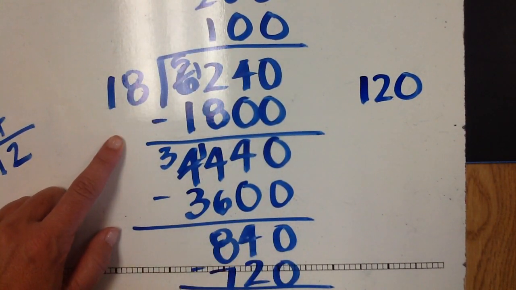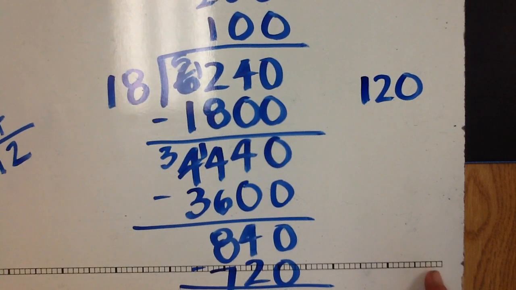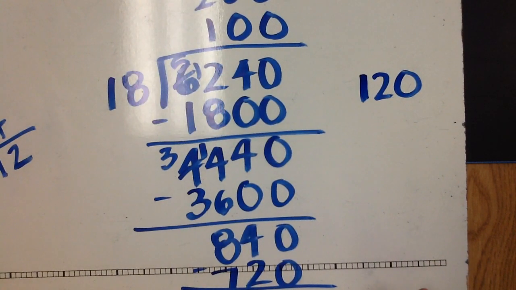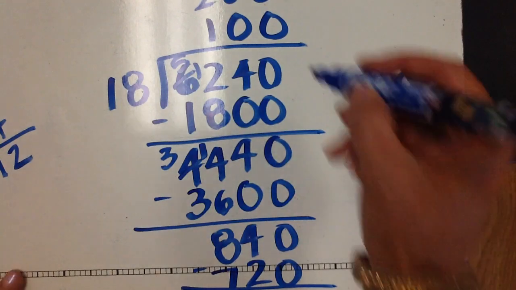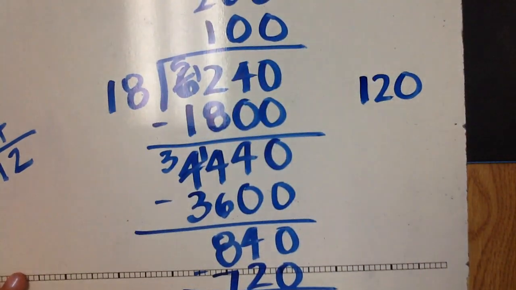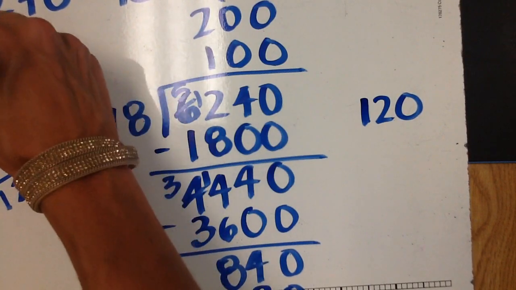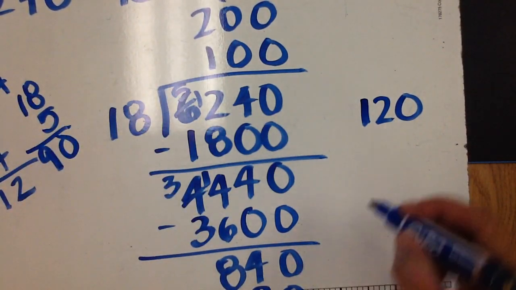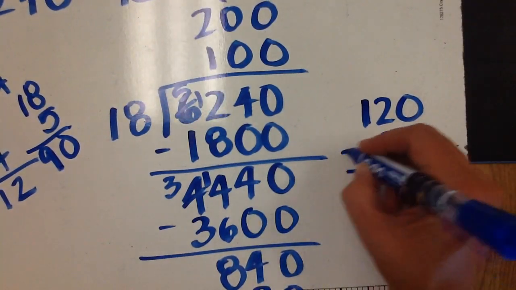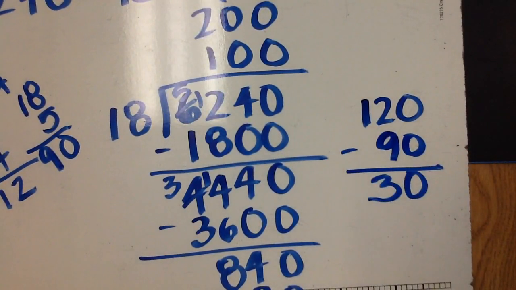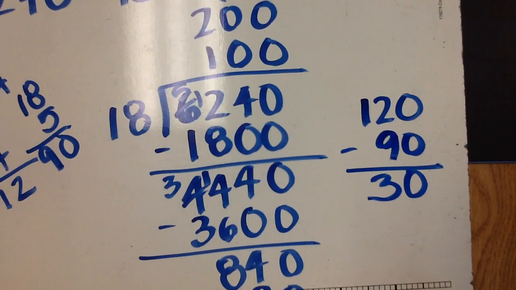So if I want to get 18 groups out of 120, I know 10 is too much because I would need 180. So I am going to try something like 5 because I can easily multiply 18 times 5. So I should have kept that up there earlier. But that is 90. So I'm going to subtract my 90. And that leaves me with 30 left over.